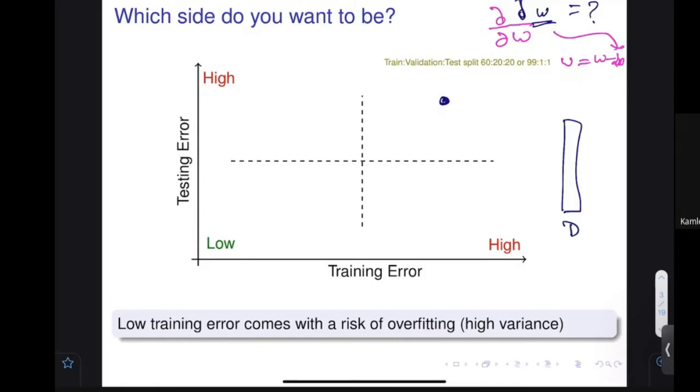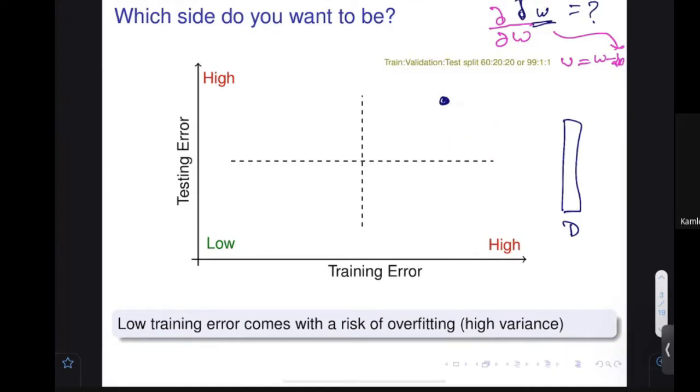When you are here, you can change the parameter to go in any particular direction. If you go in this direction, your training error is increasing and testing error is also increasing. This is not a possibility because you are not going to do that. Can you go in this other direction? Again no, because your training error is going to increase this much, and this is not possible because the change you make is on the training data itself.